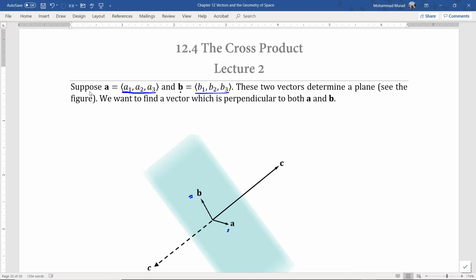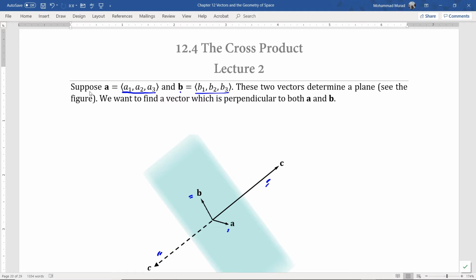We want to find a vector which is perpendicular to both A and B. So the vector must be perpendicular to the plane here. Now we see that there are two possible vectors, at least. One in this direction, the other one in this direction. So let's try to find the components of this vector C.